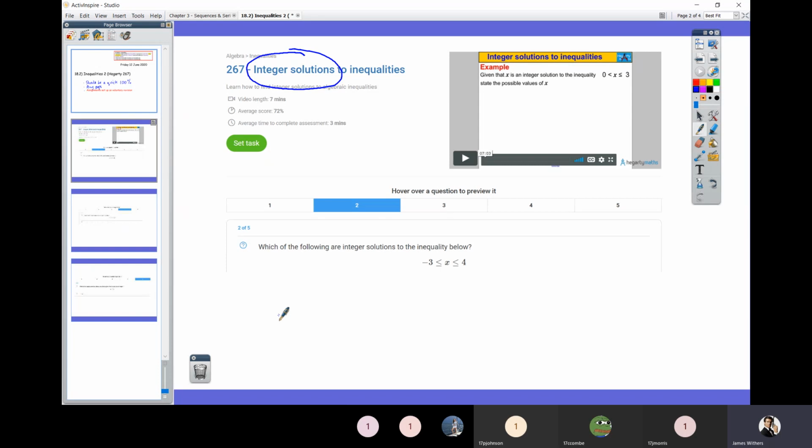We just do a list. So that's going to include -3 because it's greater than or equal. And then obviously going up in ones: -2, -1, 0, 1, 2, 3. And again, at the top end, it's less than or equal to 4, so you'd have to include the 4 there. So you'd just be popping all of those answers into the boxes. So that's questions 1 and 2.